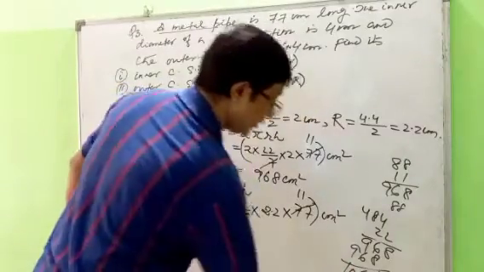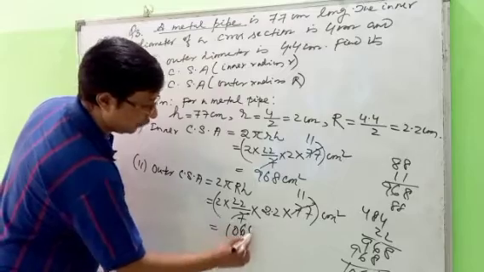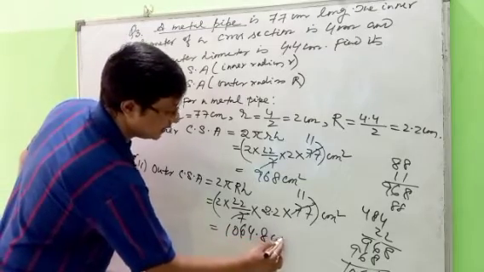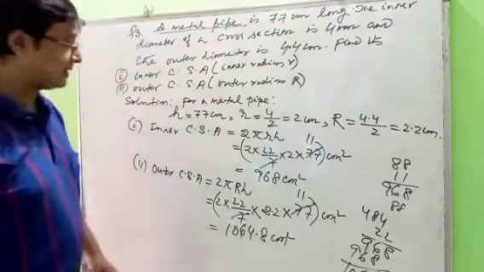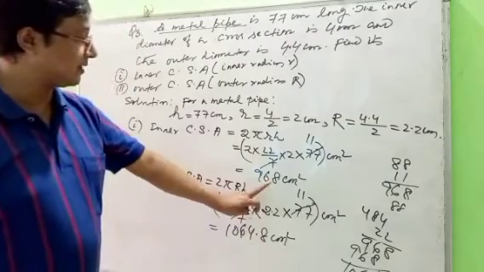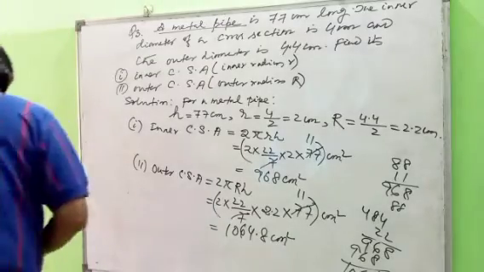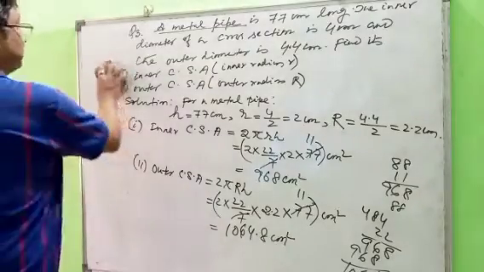So you got here 1064.8 centimeters square. So this is the outer curved surface area. This one is the inner curved surface area. Now they have asked one more question. That is the total area.